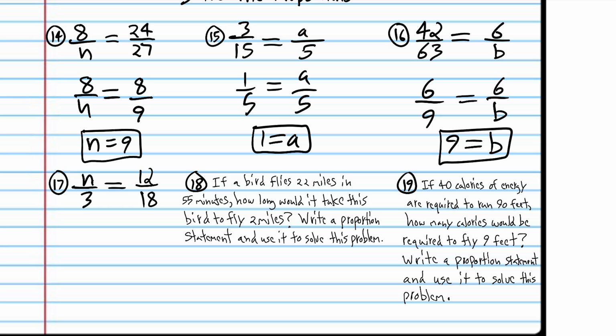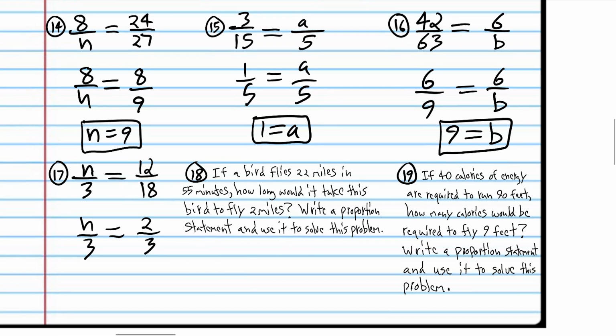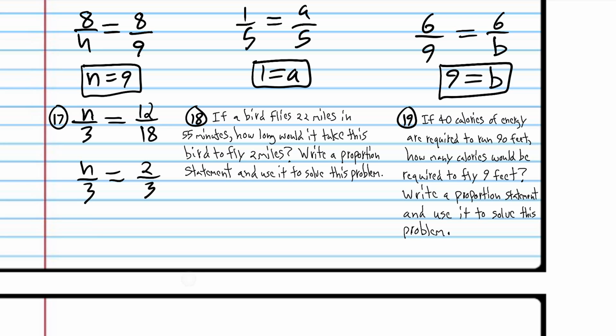All right, so we're back. Let's reduce 12 over 18. If we reduce that, it becomes 2 over 3. And because the denominators are the same, that means the numerators must be the same, so n must be 2. So if you got 2 for n, good job. All right, so now we're going to do word problems that use proportions.